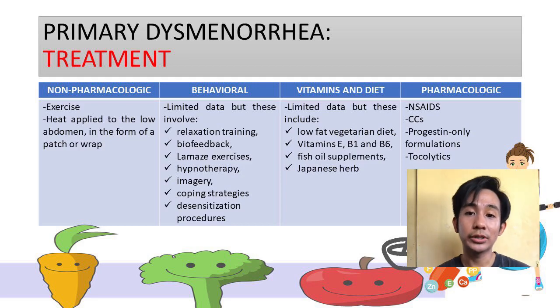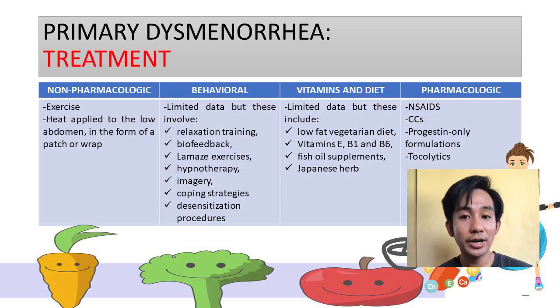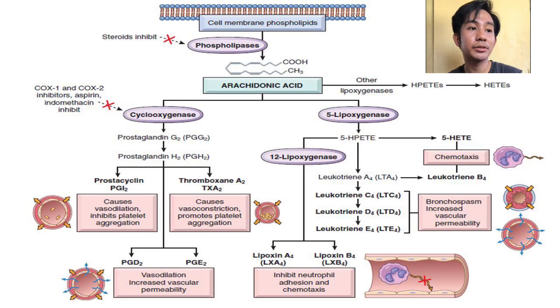Most importantly, for the pharmacologic therapy, do not forget NSAIDs, non-steroidal anti-inflammatory drugs, because these are the initial pharmacologic or medical therapy for primary dysmenorrhea. Why? In the pathway of arachidonic acid metabolism, arachidonic acid comes from cell membrane phospholipids. These phospholipids are metabolized by an enzyme known as phospholipase into arachidonic acid. Since NSAIDs inhibit this pathway, you expect that there will be no arachidonic acid, and obviously no prostaglandins as well as leukotrienes. That is why this is the initial therapy.